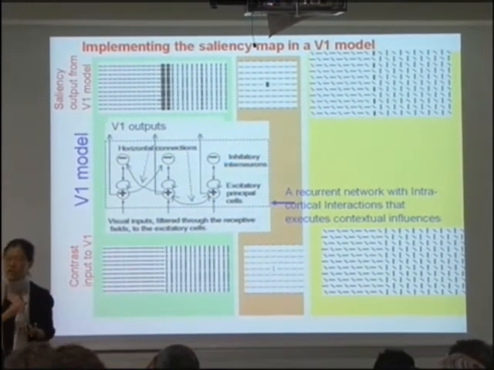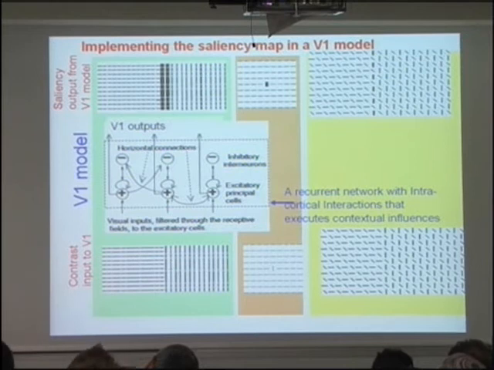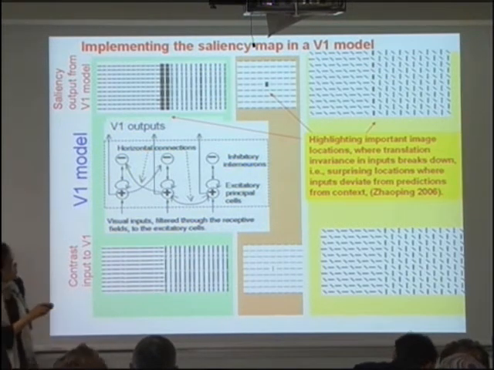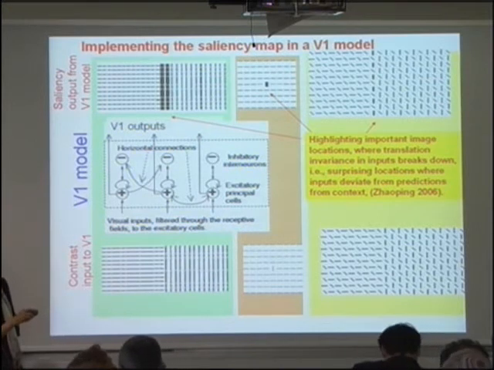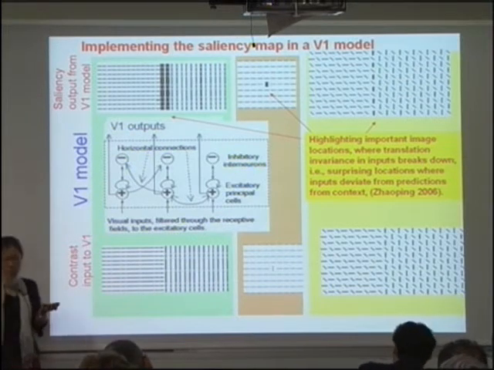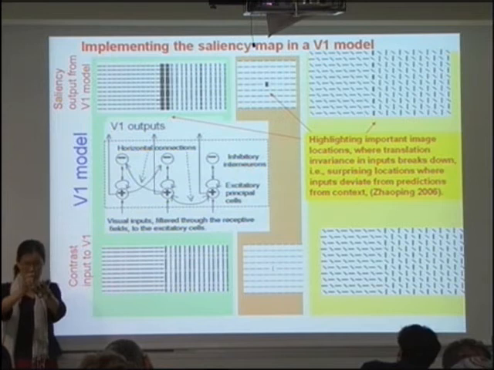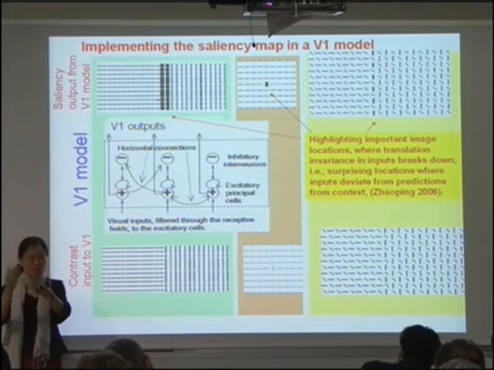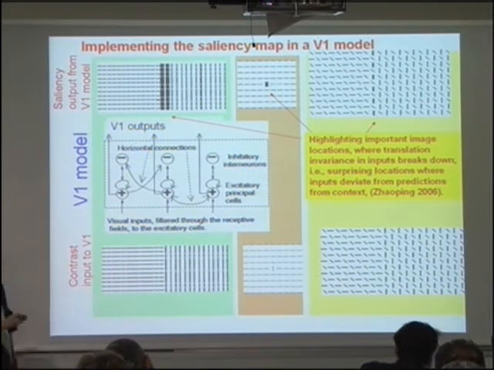I'm going to show you the connectivity. From yesterday's talk, everybody, well, basically, I'm first of all looking at the conceptual framework. So basically, this is highlighting the important image locations where translation invariance in inputs breaks down. If you talk about conditional probability of features at this location conditional on the surround, this is the least predictable location. That's the statistical language about it. And so these deviate from predictions from the context.